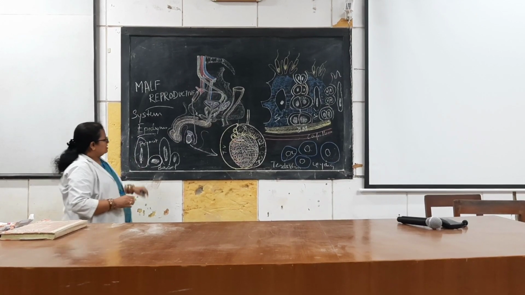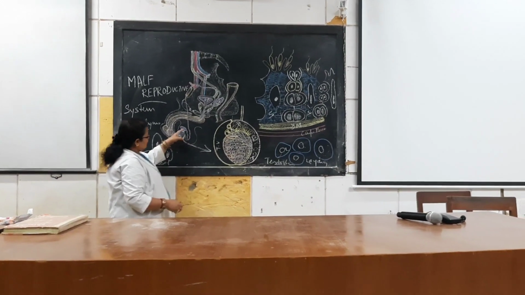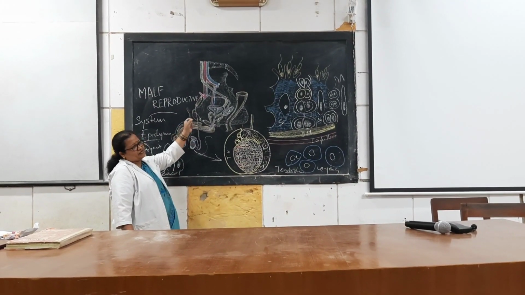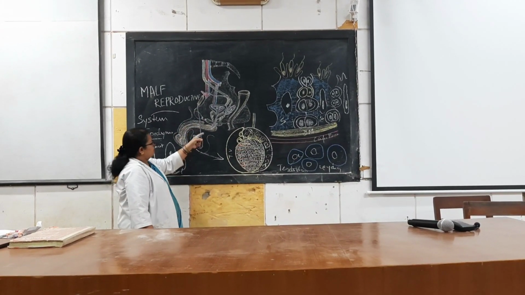And the length of the epididymis, I told you, is 20 feet. The length of the vas deferens is 45 centimeters or 18 inches.